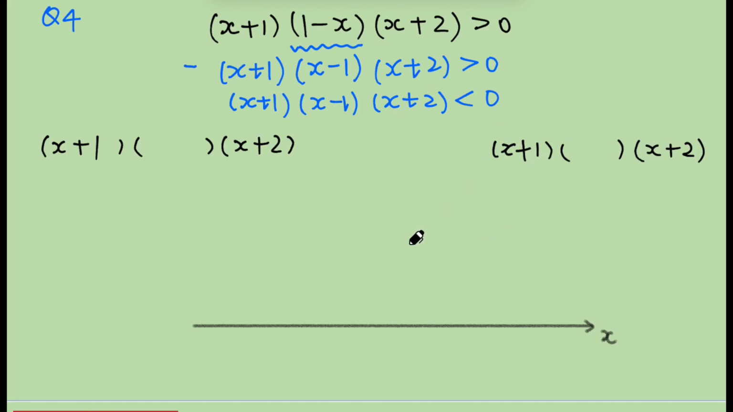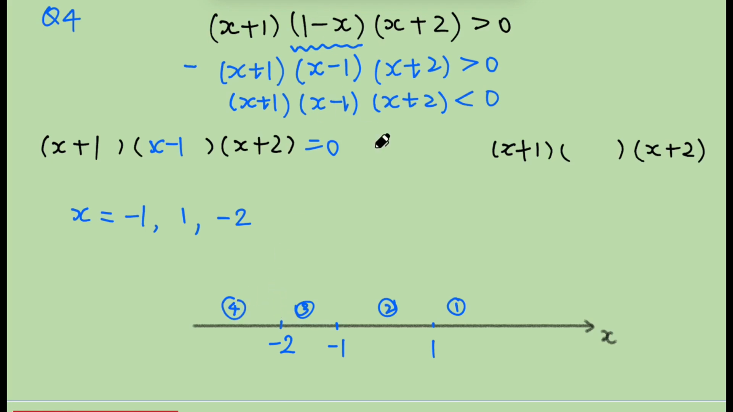We also use the sign diagram to solve it. Step 1, connect it to the corresponding equation. By using the null factor theorem, we will get the solutions. The first one will give -1, the second term we will get 1, and the third factor will give -2. Then we are going to show these solutions on the number line. Then these 3 solutions divide the number line into 4 sections: 1, 2, 3, and 4.